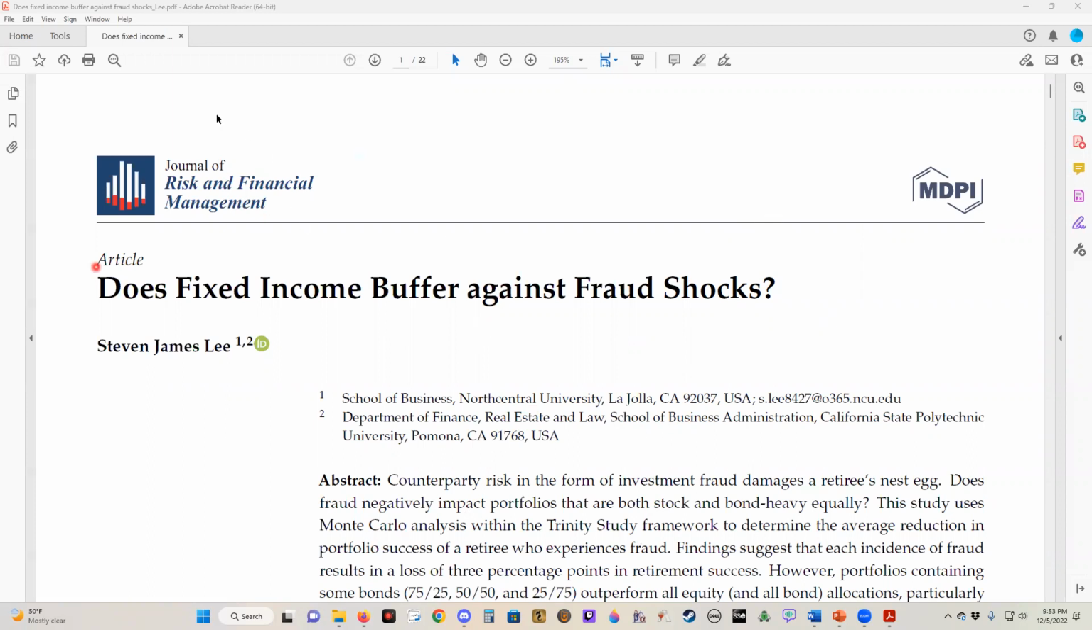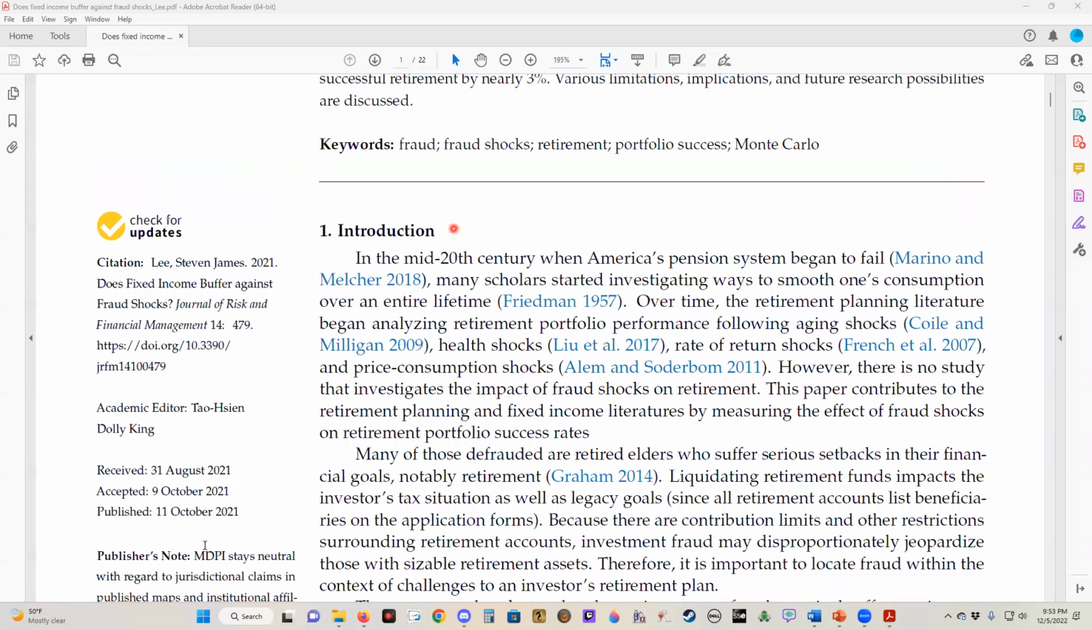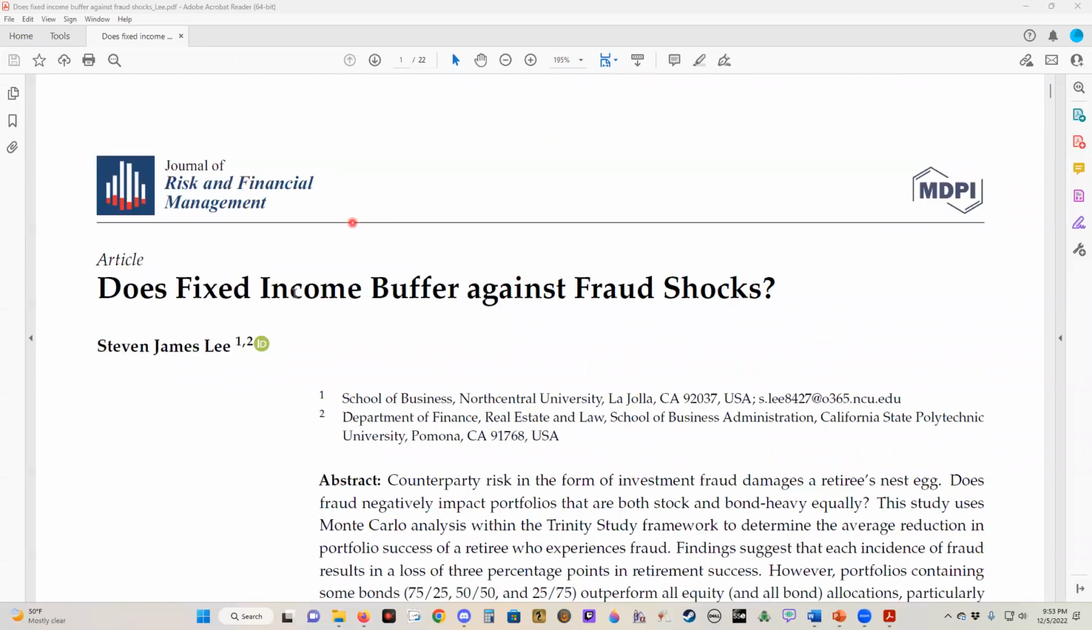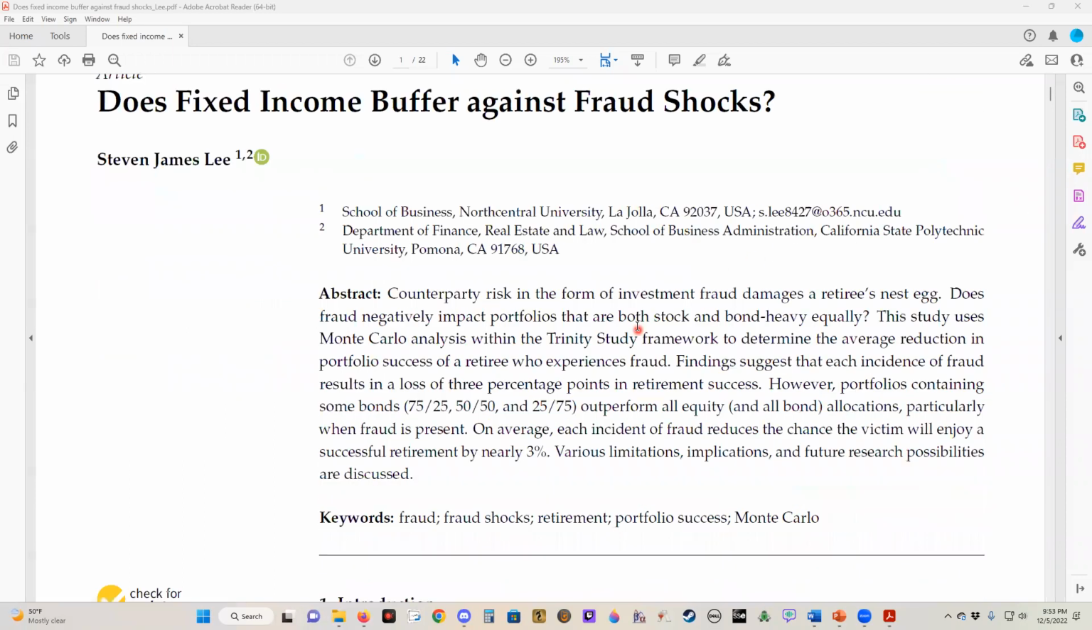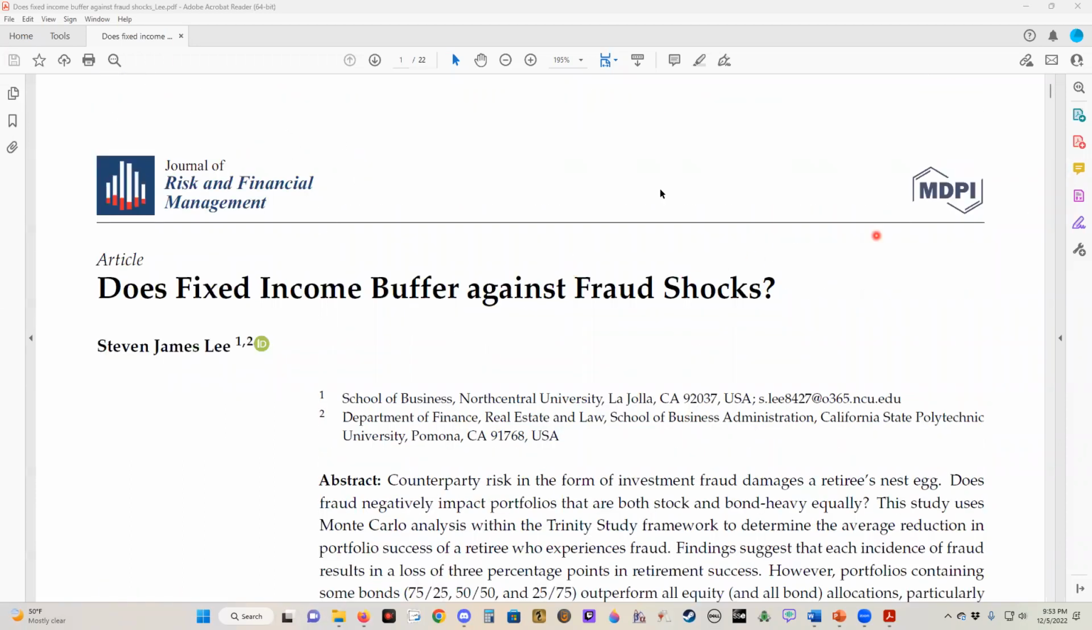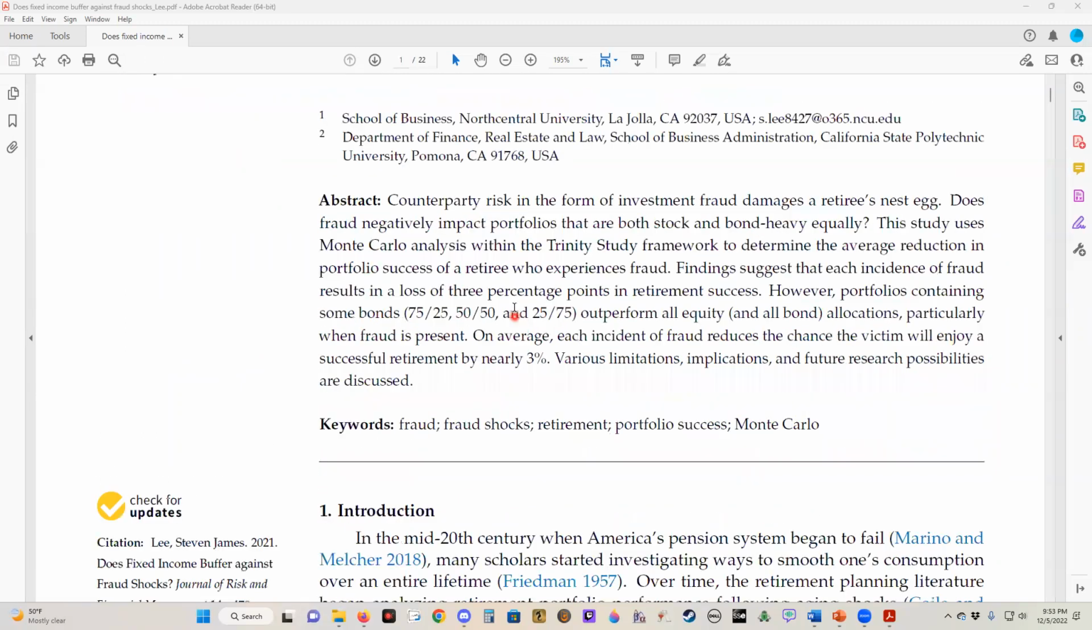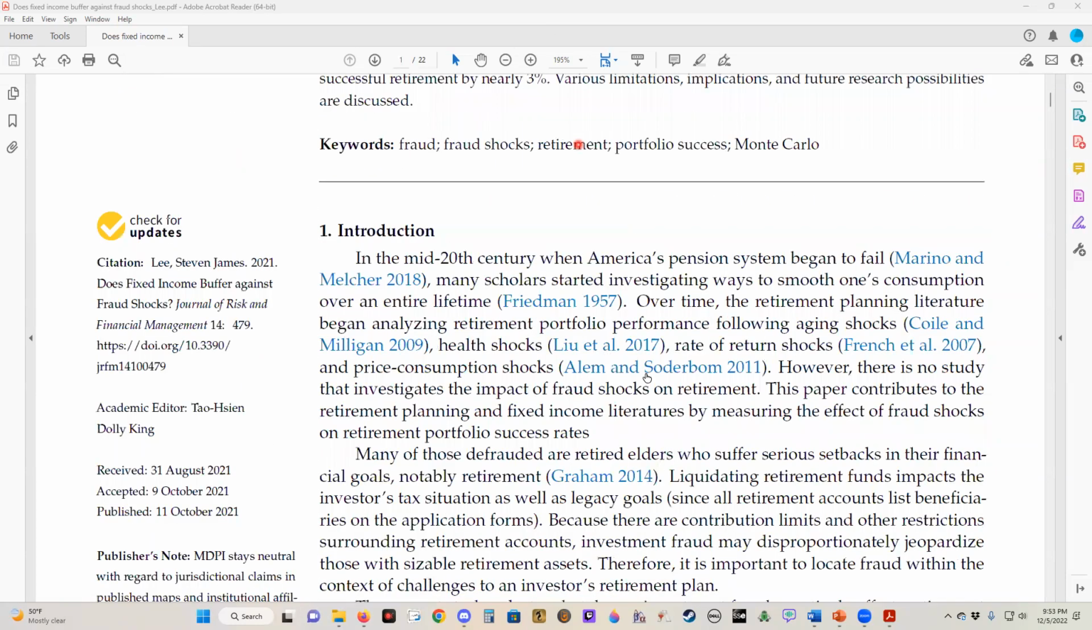And so this is the one that was published, I think it was November of last year, October of last year. It's my fixed income fraud shock paper. And so here we have the abstract. You can see this is the actual paper that you can download. It's open access, so anybody can download and read it. And it's in the Journal of Risk and Financial Management. And so we see that we have an abstract and keywords. That's pretty typical of a journal.